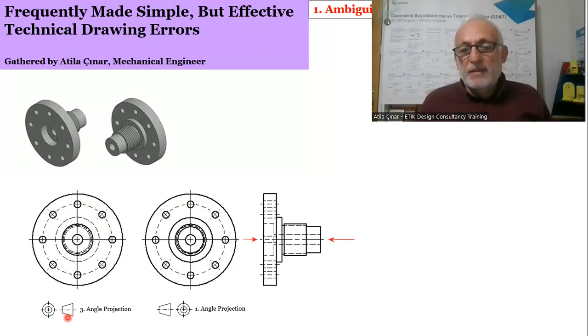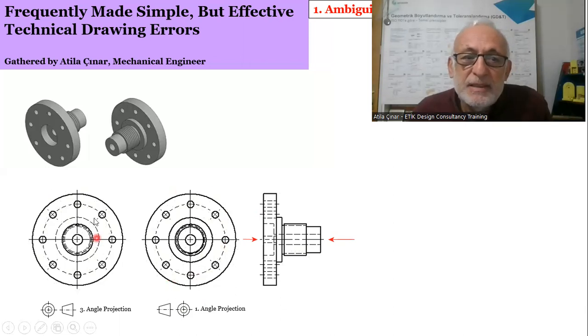But a single drawing cannot use both of the methods. We don't want to see both methods in a single drawing because it confuses users. It causes many ambiguities. So we shall use either this method or this method.